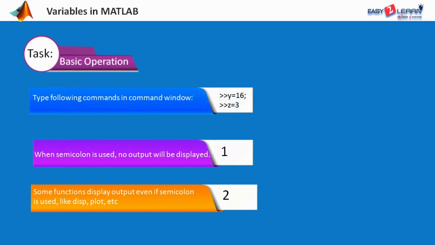So there are many functions that will display output even if a semicolon is used, like disp, plot, and so on. So even if you use the semicolon at the end of a statement like plot x comma y, it will still display the result or output.